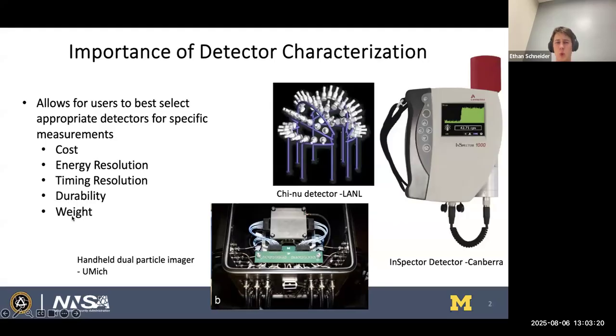Another item is, of course, weight. How much material do you want? How heavy is it? And this is not just the weight of the detector itself, but all the electronics that come with it, such as what kind of light readout you're going to be working off of.